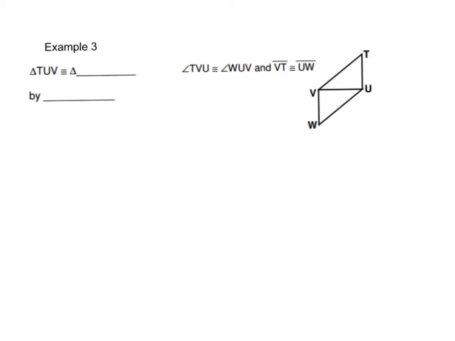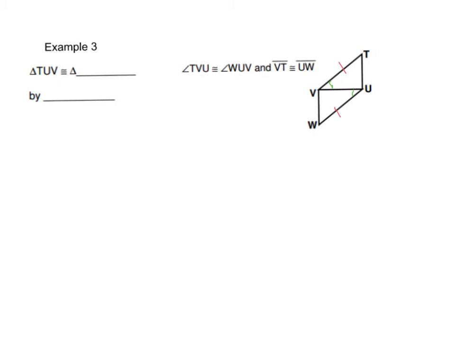All right, example 3, trying to prove why this triangle is congruent, if it is. So let's go ahead and mark what they tell us. They tell us that angle TVU, this angle here, is congruent to angle WUV, which is this angle here. So those two angles are congruent. And they're also telling us that VT is congruent to UW. All right. And that's all they give us.